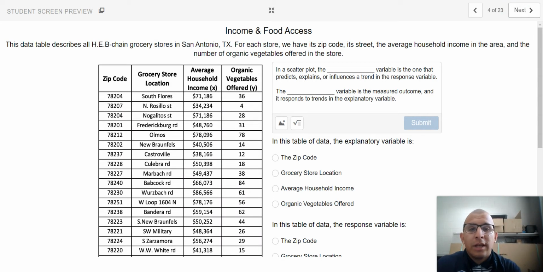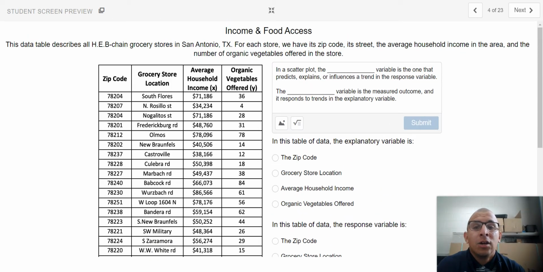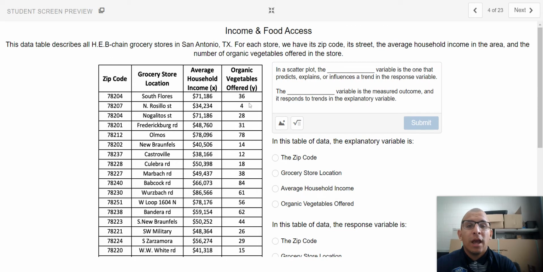All right. The data that you've been supplied here in this table is data actually taken from San Antonio, Texas. This is definitely a very real world situation. Down in San Antonio, they have the HEB grocery store, similar to what I guess you would consider here ShopRite in New Jersey. For each store, we have the zip code, the street, the average household income based on that zip code, and then the number of organic vegetables being offered.